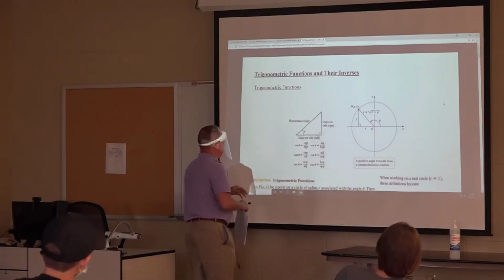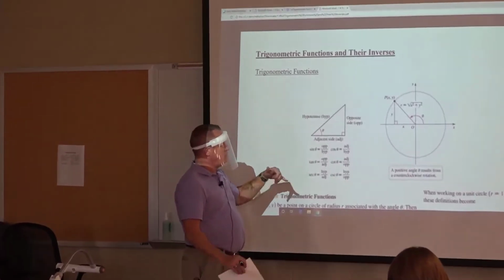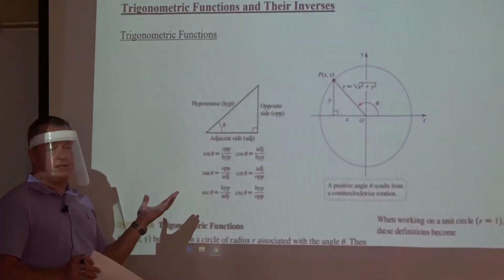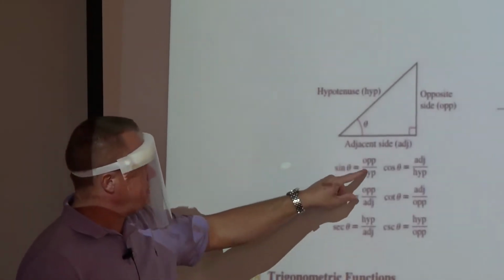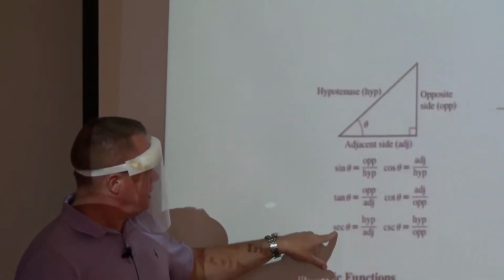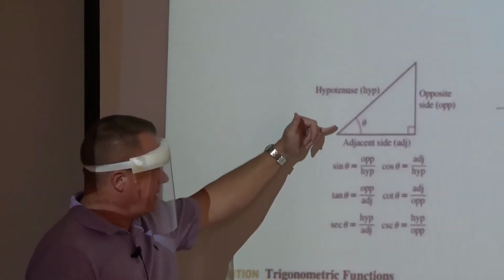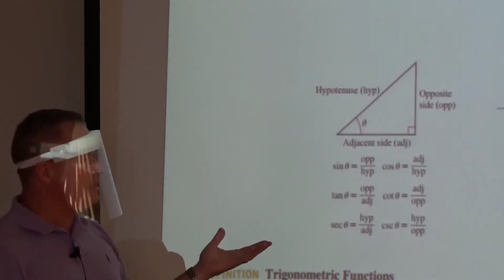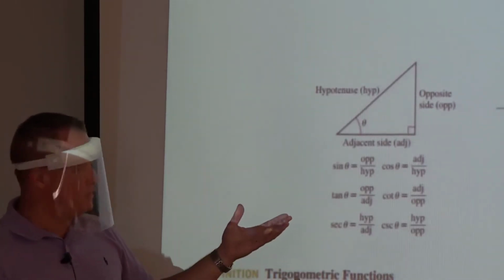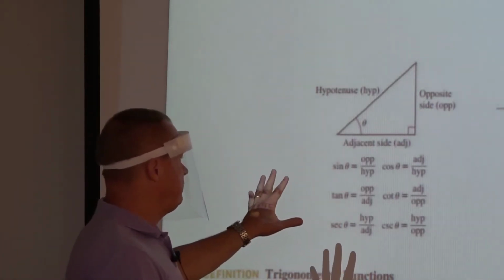So here, if you think about the trig functions as the ratios of a right triangle, sine is opposite over hypotenuse, cosine is adjacent over hypotenuse, and so on and so forth. Occasionally we do have to use that. SOHCAHTOA, remember that? That's one way of thinking about trig functions.